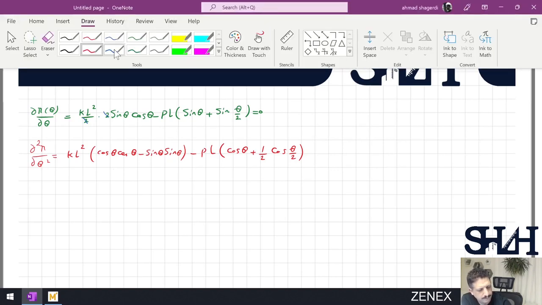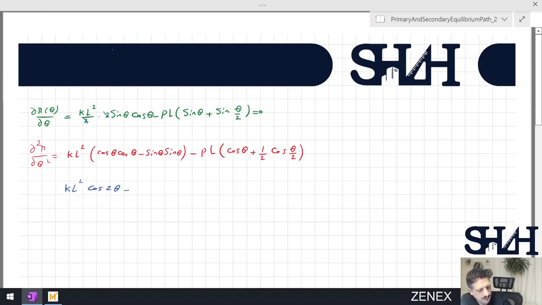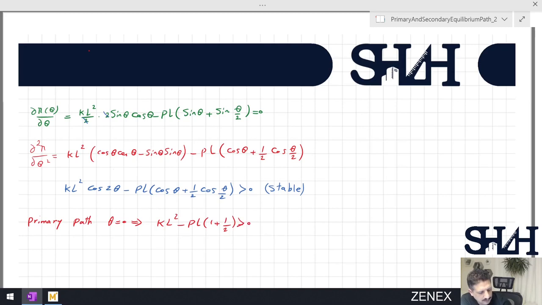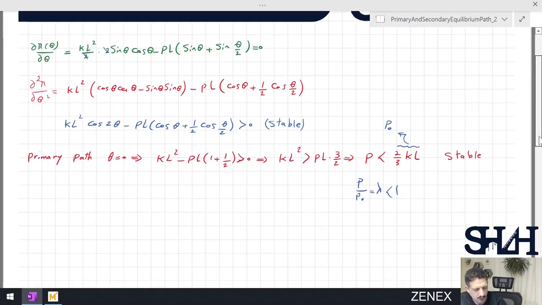I can simplify this: KL² cos 2θ minus PL cos θ plus 1 over 2 cos(θ/2). And we are willing to find out where it is stable. As a result, I put it greater than 0. So for the primary path, θ is 0. As a result, it will be KL² minus PL times 1 plus 1 over 2 greater than 0. And then it will be KL² greater than PL 3 over 2. Or if P is less than 2/3 of KL, then it's stable. Reminding that 2/3 KL we assume is P0, so P over P0, representing lambda, should be less than 1.